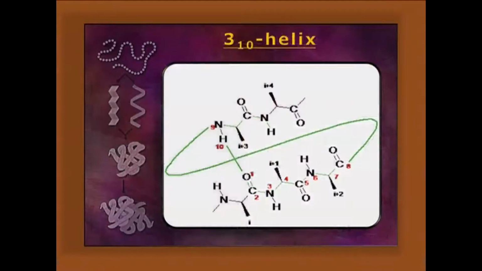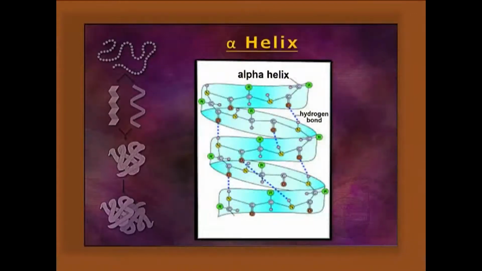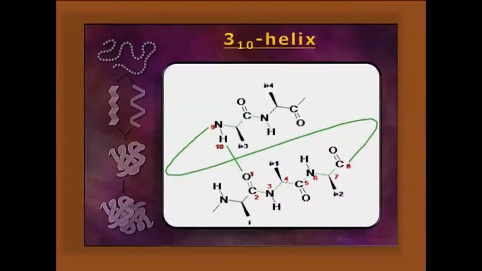3-10 helix. There are 3 residues per turn, and the hydrogen bonds are made between residue i and i plus 3. In this 3-10 helix, 10 atoms are involved to make one twist. We find a rise of 5.8 to 6 angstrom present in the 3-10 helix.